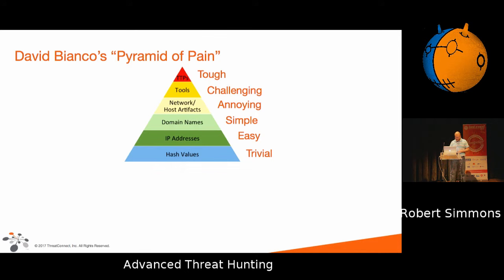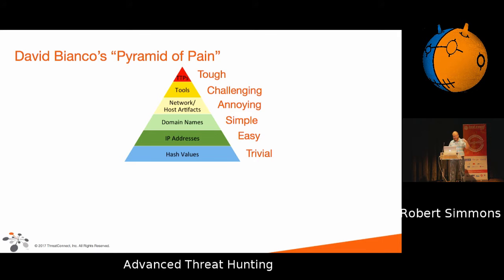So there's a concept from David Bianco's Pyramid of Pain where the different levels of the Pyramid of Pain, when you take this away from the adversary, it kind of equals how bad of damage you're going to do to that adversary's campaign or whatever they're targeting at that particular point.